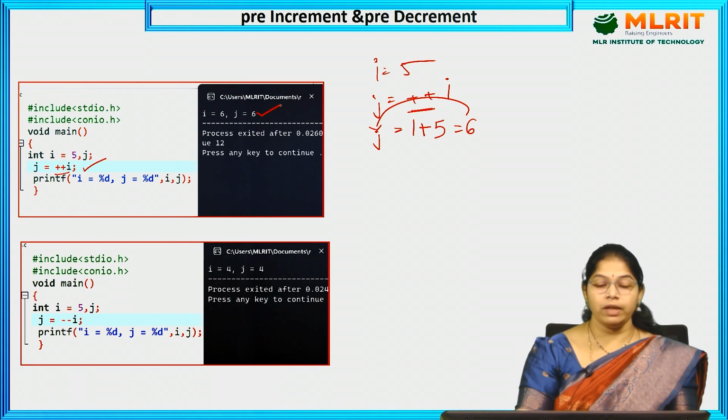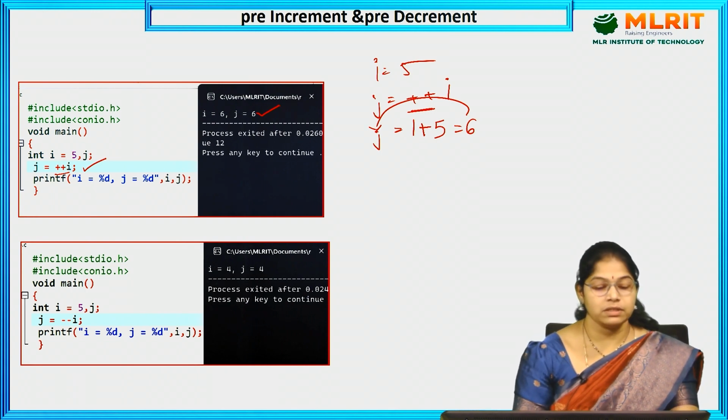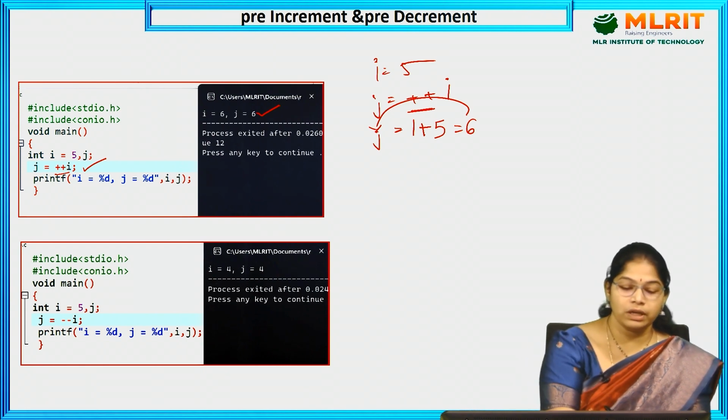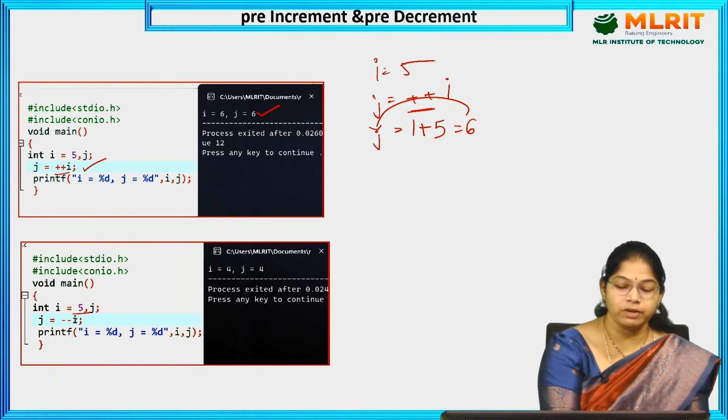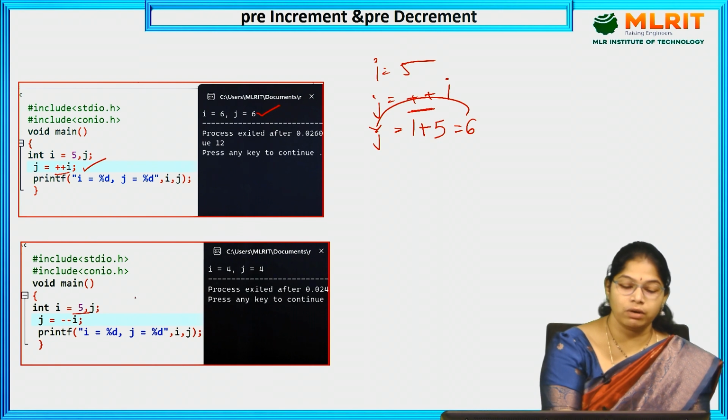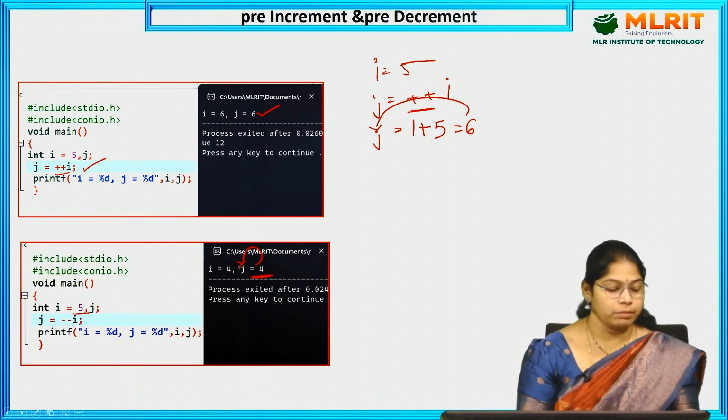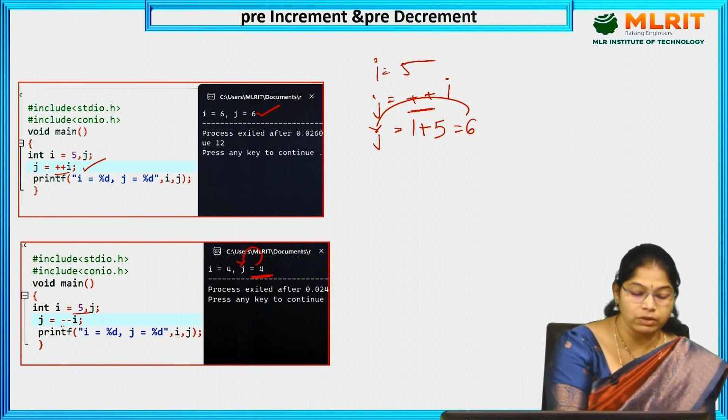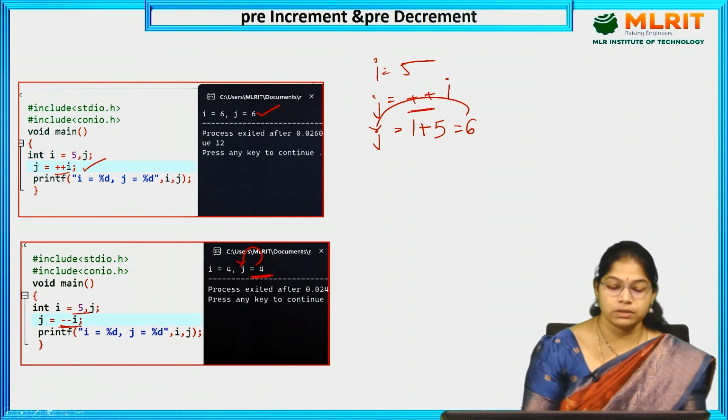In the same way, pre-decrement, first it subtracts 1 from the existing value, then assigns to the variable. So here we have I value as 5. Pre-decrement, that means it has to subtract 1 from the existing value. So here we got 4 assigned to the variable j. Why? Because j equal to minus minus of I.